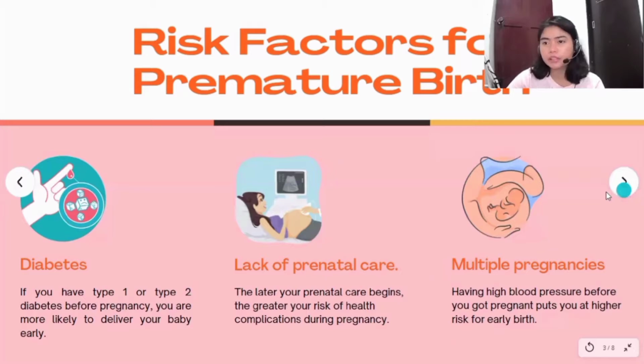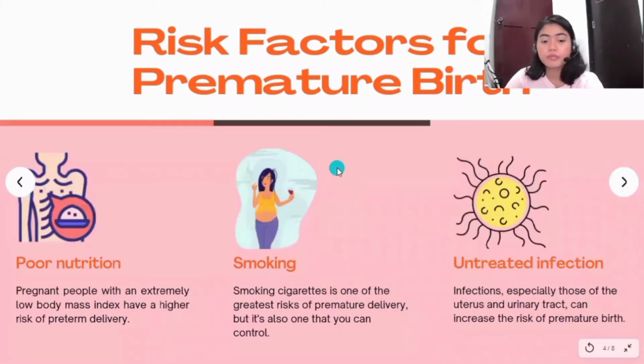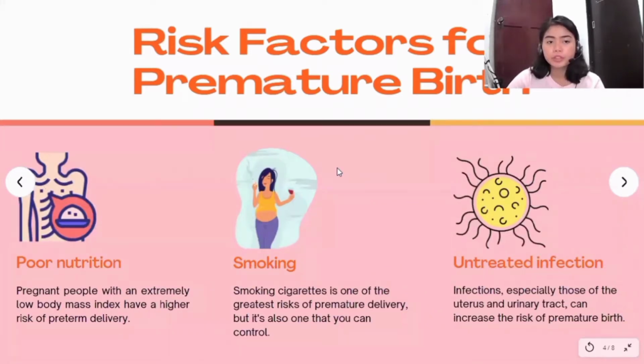Next slide. So the first one is poor nutrition. Pregnant people with an extremely low body mass index have a higher risk of preterm delivery. Pregnant people with generally poor nutritional status also have a greater risk. Maintain a healthy weight and eat a balanced, nutritious diet while you are pregnant.